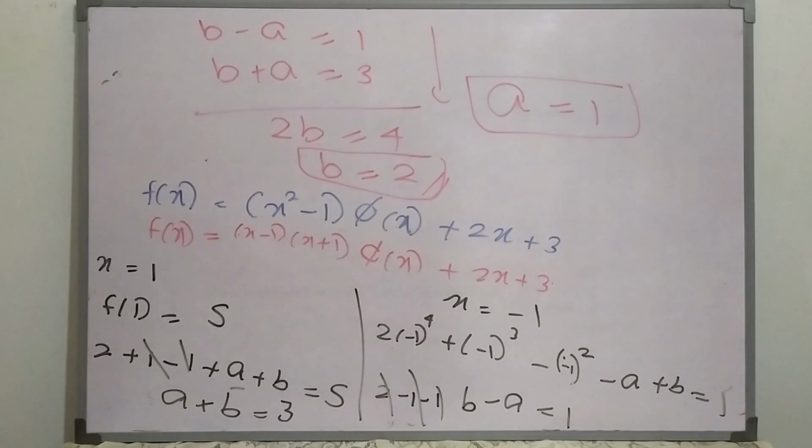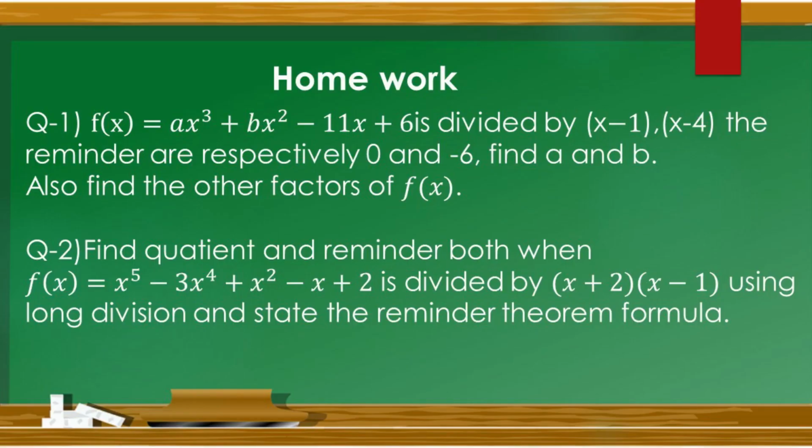Right, so this is the remainder theorem basic identification. We have one more identification. This is the special identification, and I will tell you about it. Under that remainder theorem, I've also added some homework to be done.